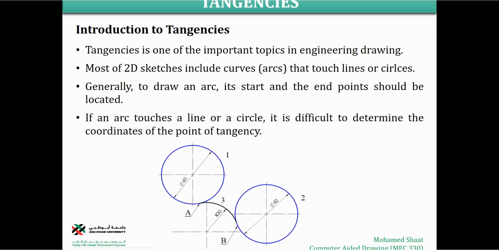As we discussed before, any two-dimensional sketch, whatever it is, consists of a set of lines, circles, or arcs, like this black arc already shown here. This arc number 3 is already tangent to these two circles, circle 1 and circle 2.